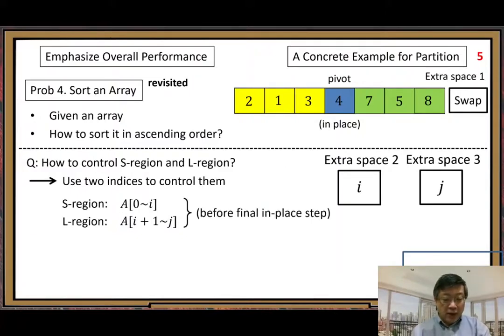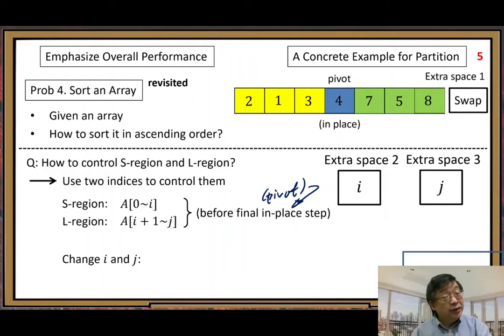All right. So that's before the final swap for the pivot element, to put the pivot element in place. All right. Then change I and J. It's pretty straightforward.